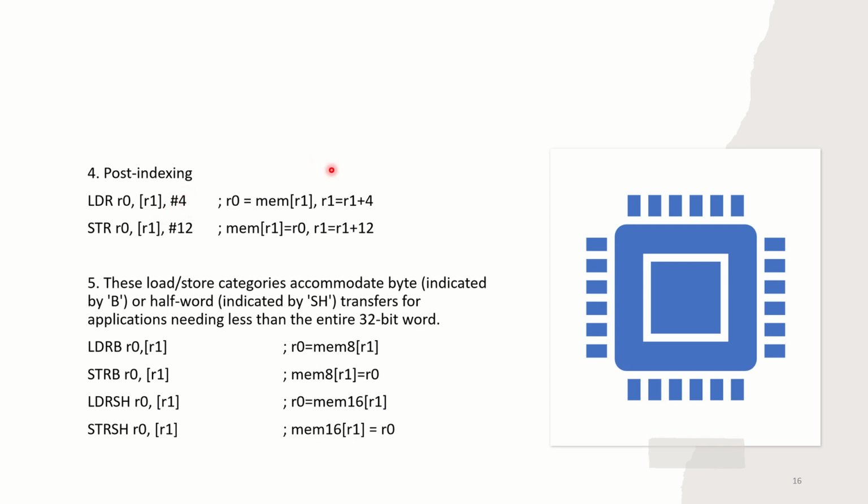This 4 is not going to affect the load here. This 4 is for updating the value of r1. First, the load and store will happen as usual. See here, str r0, comma, r1: memory at r1 equals r0. Simple, it means the r0 value is stored at the location r1. Simultaneously, r1 is updated by this value: r1 equals r1 plus 4, and here r1 equals r1 plus 12.